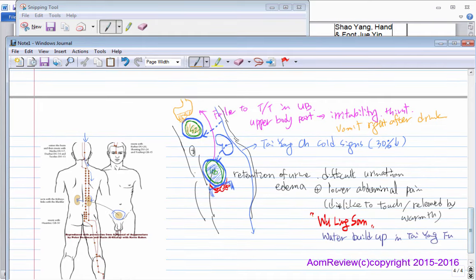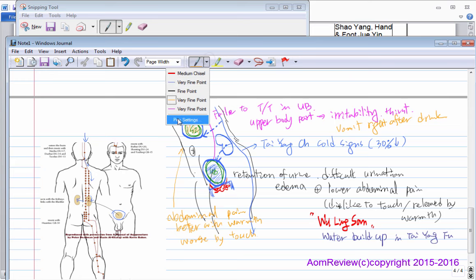And this is a Taiyang Fu sign and symptom. So Taiyang Fu, when you see this one, this is not only Taiyang, the UB problem. The small intestine problem is vomit right after drink, but not only this one. If the small intestine has a coldness, you might have abdominal pain which is better with warm, but worse by touch, because it's all excess condition, same as the Wu Ling San condition.